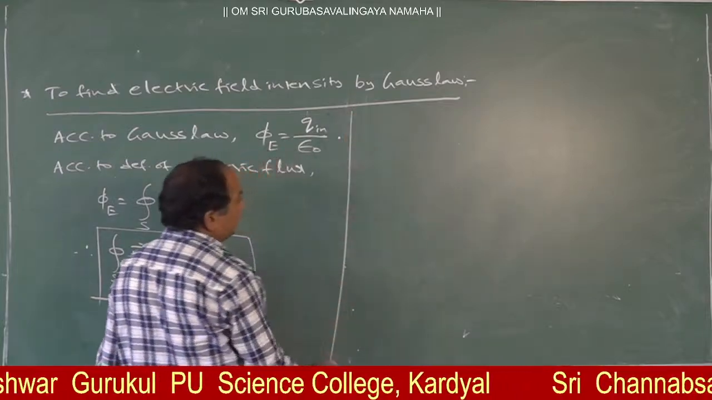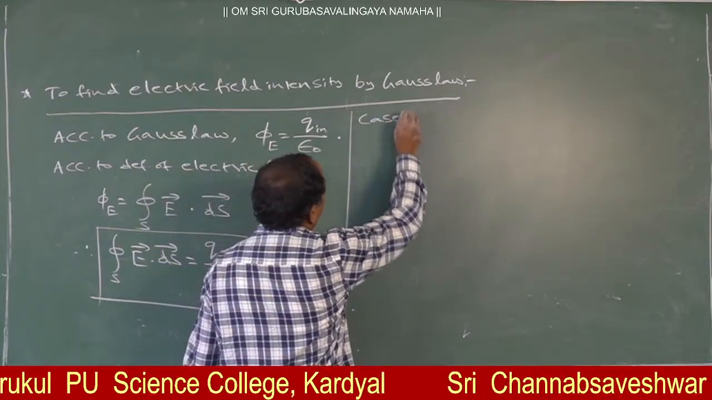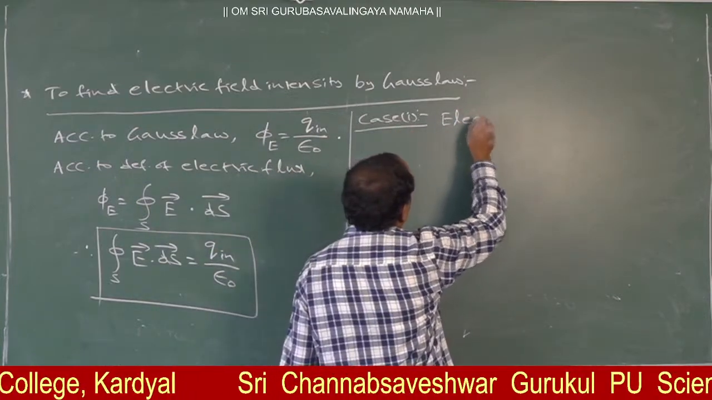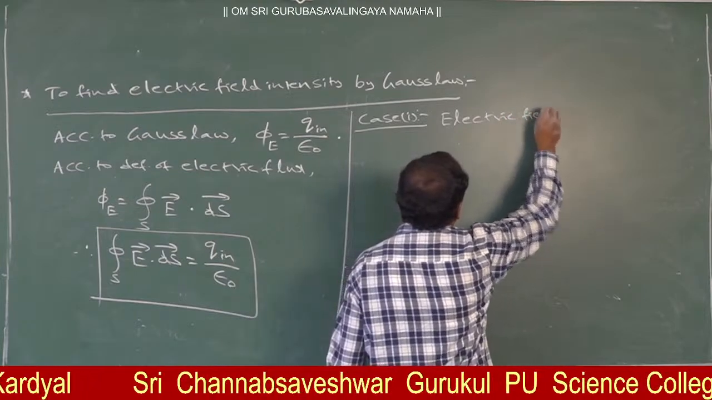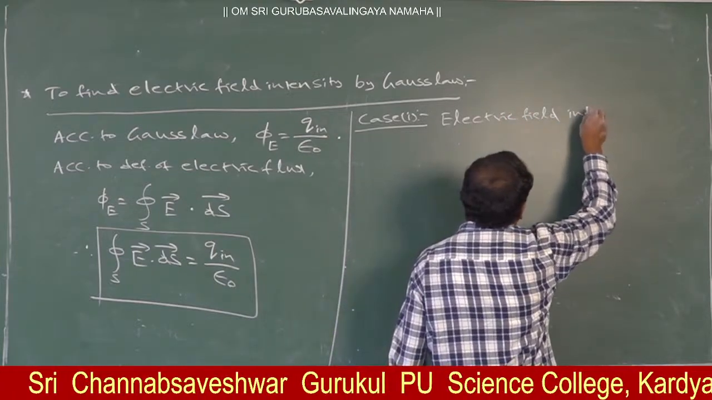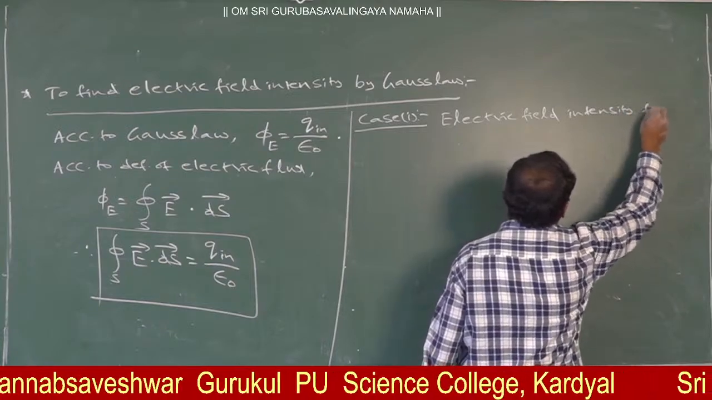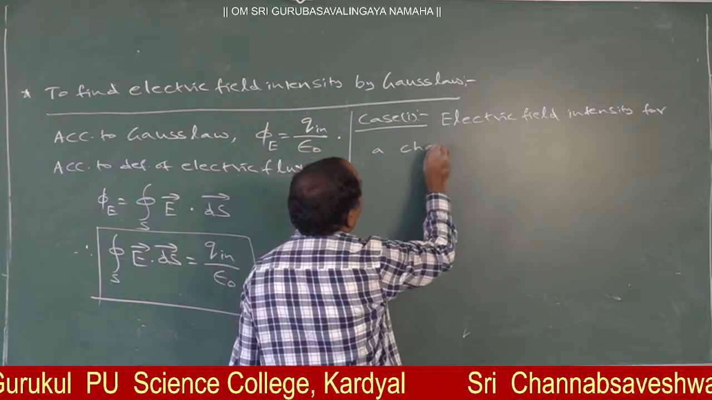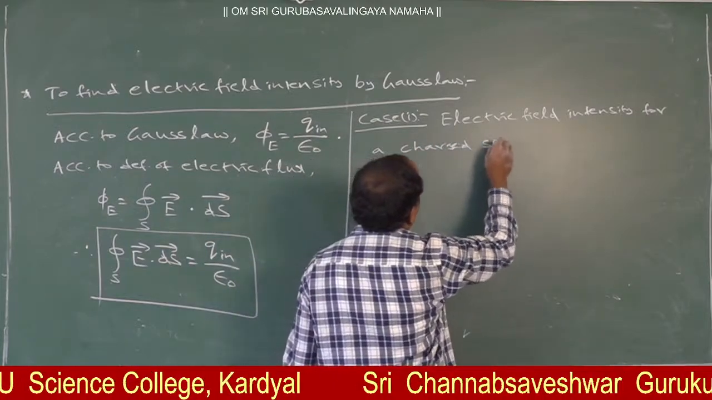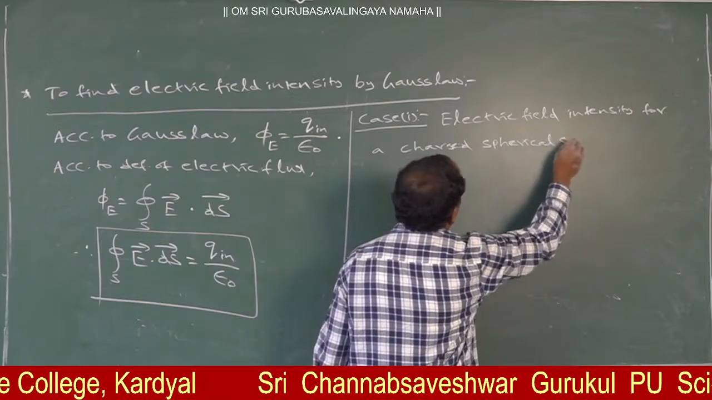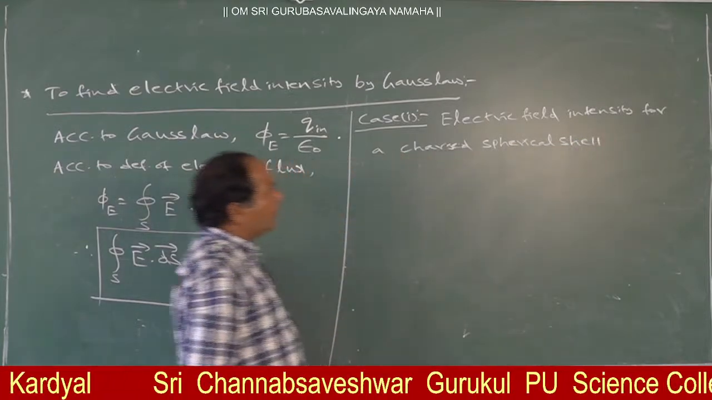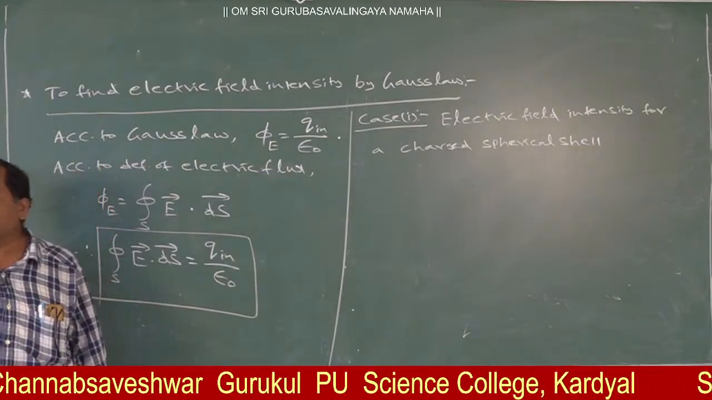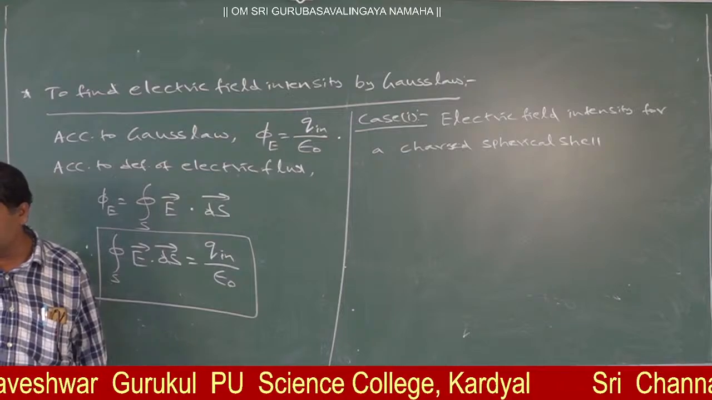Here, suppose in this case 1, first I want to find out the electric field intensity for a charged sphere or charged spherical shell. I want to find out the electric field intensity for a charged spherical shell.